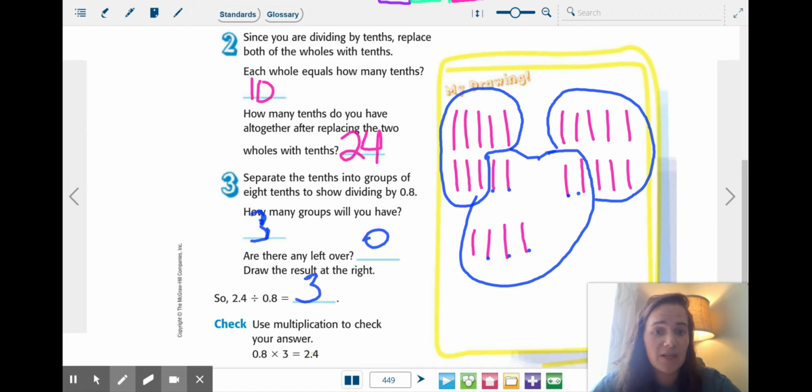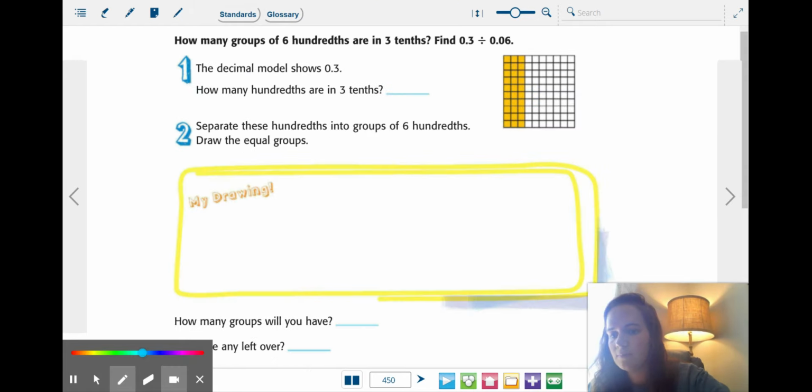And of course, we can use the inverse operation of multiplication to check that. Okay, I'm going to pause the video so I can erase my screen. Meet me on the next page.